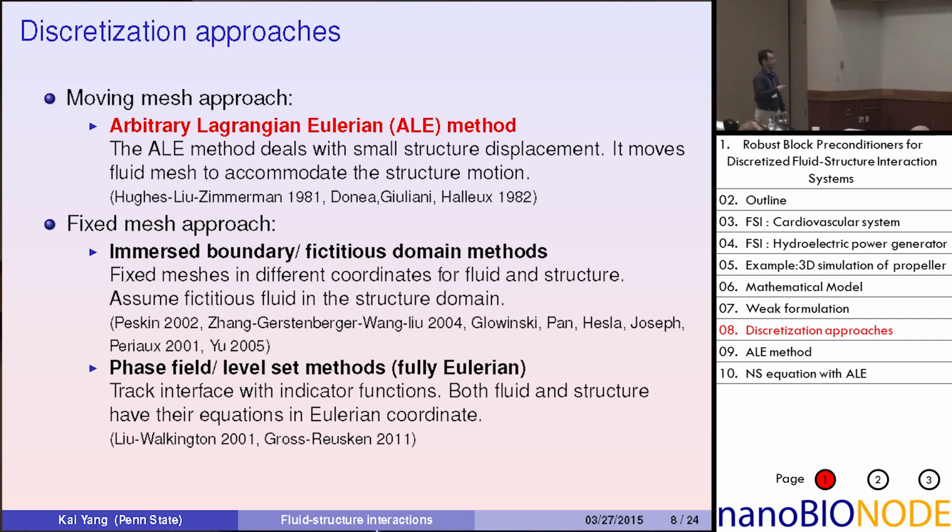And there's another type of approach, the fixed mesh approach. So for this approach, the fluid mesh does not need to move. The first one is the immersed boundary or fictitious domain method. So for this method, it is assumed that there is a fictitious fluid in the structure domain, and for both fluid and the structure, they have fixed mesh, and the interaction is achieved by doing some interpolation between two non-matching meshes. And the second one is the phase field and level set method. So some indicator function is used to determine which domain is for fluid, which domain is for structure.